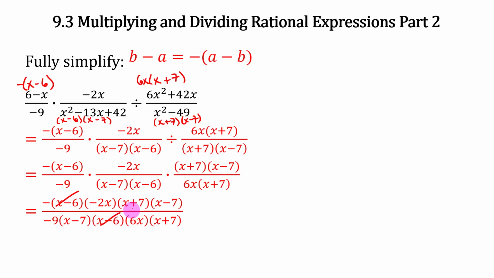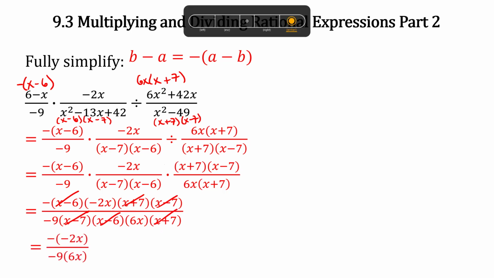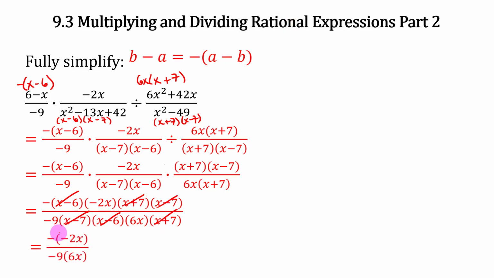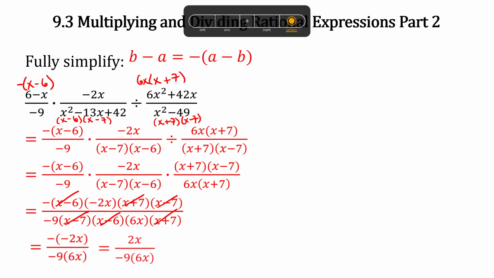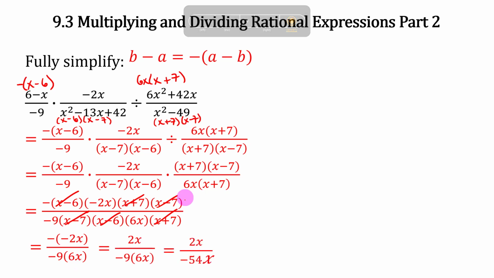The X minus 6s cancel out, the X plus 7s cancel out, and the X minus 7s cancel out. You're left with this. Negative times a negative is a positive. Negative 9 times 6, haven't done it yet, is negative 54. I don't know why that X is so fancy looking. And then reduce 2 over 54 and reduce X over X.